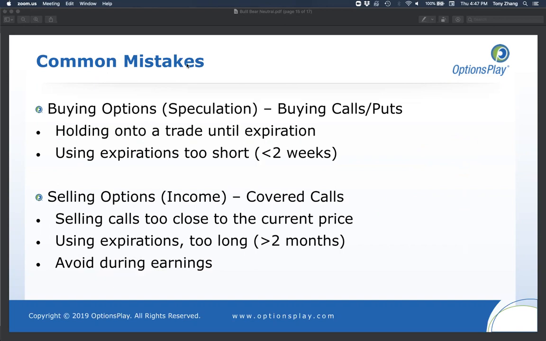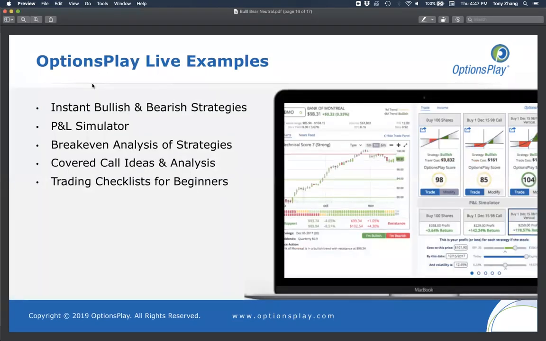So with that, what I want to do is jump over to Options Play. I want to show you some live examples to give you a sense for how to utilize our tools to find some ideas, and more importantly, look at buying some calls or puts.